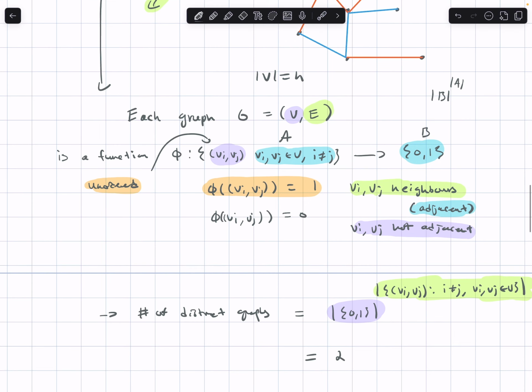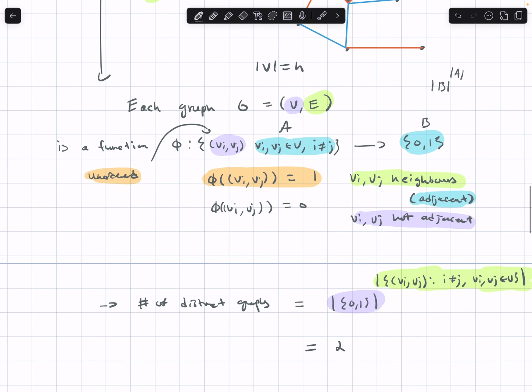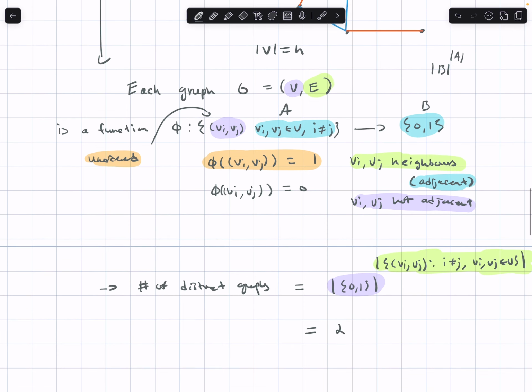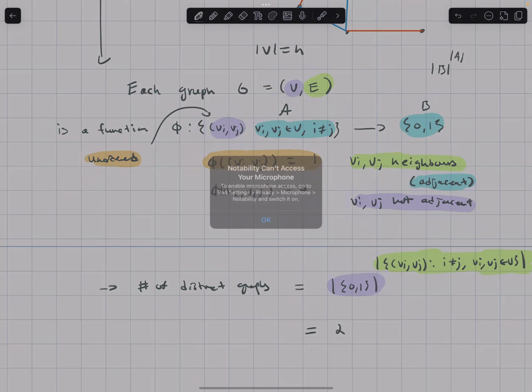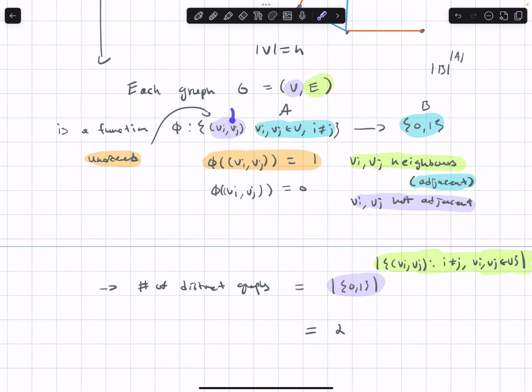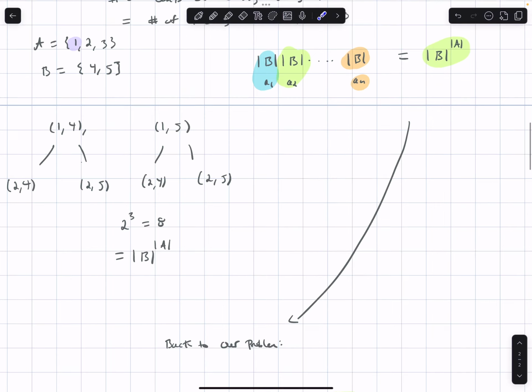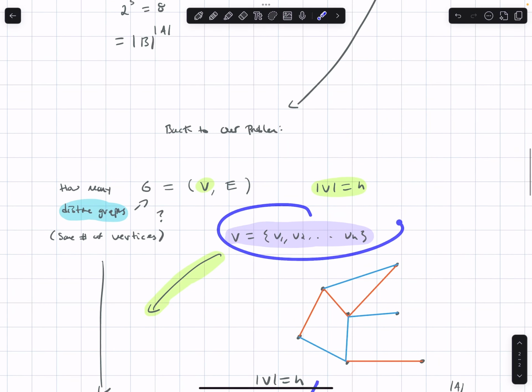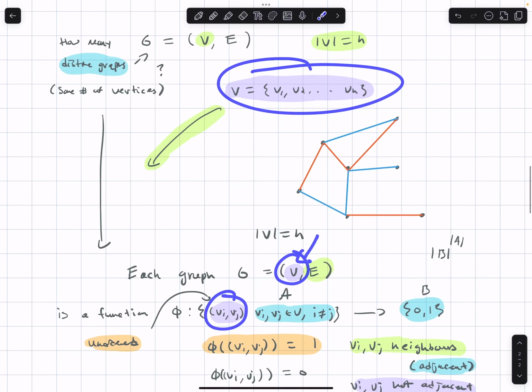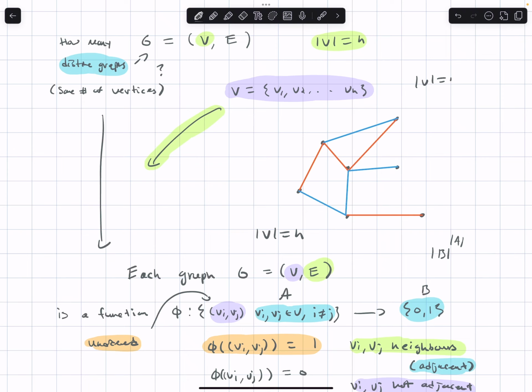But the idea is that the fact that they're unordered is what allows us to quickly compute how many of them there are. How many unordered pairs of distinct elements vi and vj, which are elements of V, are there going to be? So how many ways can we choose two distinct elements of this set V, whose size is n? The size of V is equal to n.